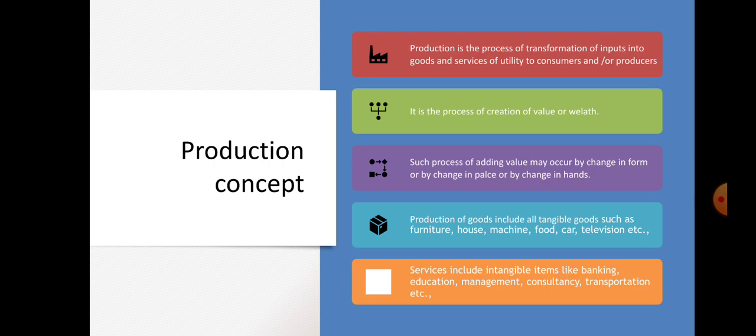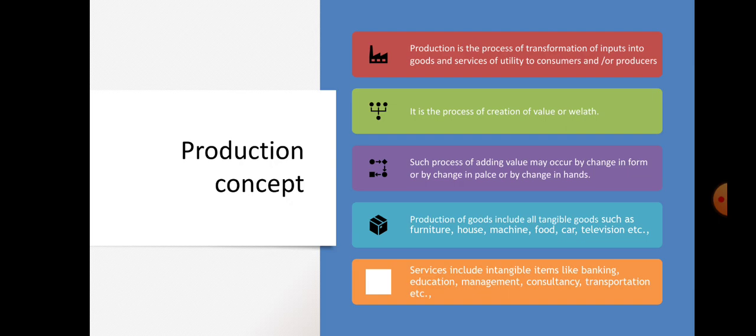So to start with, now let us try to understand what is production. Production is the process of transformation of inputs into goods and services of utility to consumers and or to the producers. That is, production implies provision of goods and services, often described as commodities. That is, in the technical sense, production is the transformation of resources into commodities over time and or on space. To put it simply, production is the act of converting or transforming inputs into output.